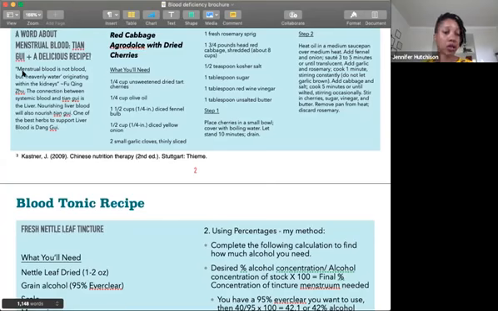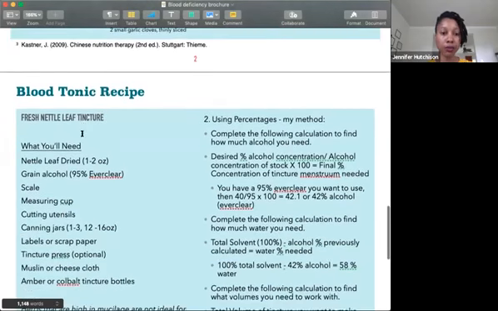Because we do have to do the tinctures. I'll leave this for you to read about menstrual blood, because it's interesting to think about menstrual blood versus regular blood. There's a little bit of a difference in Chinese medicine.